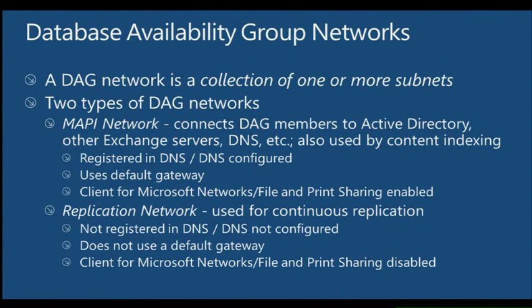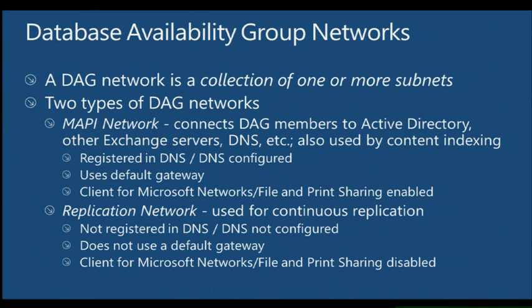So what is a DAG network? A DAG network is a logical object. It's not a physical network. It's a logical object that we create that is basically a collection of one or more subnets. In terms of terminology, there are two types of DAG networks. One is the MAPI network. As its name implies, that's the network over which we communicate with other Exchange servers. It's the network that carries MAPI traffic coming from CAS and Hub and other servers into that mailbox server. It's also the network that gets registered in DNS. It's also the network that uses Client for Microsoft Networks and File and Print Sharing. It's also the network that will largely have a default gateway in a routed environment.